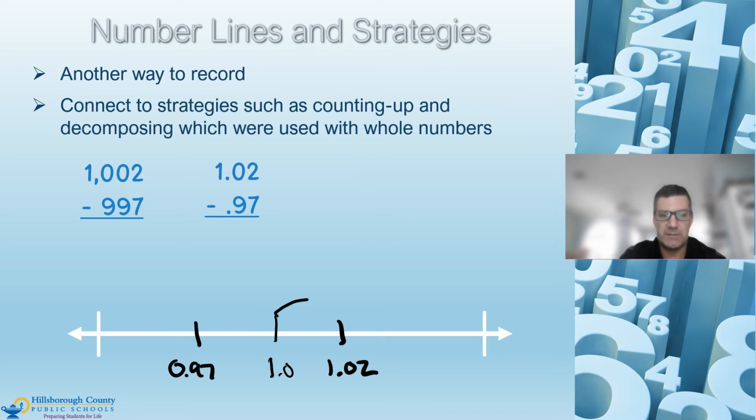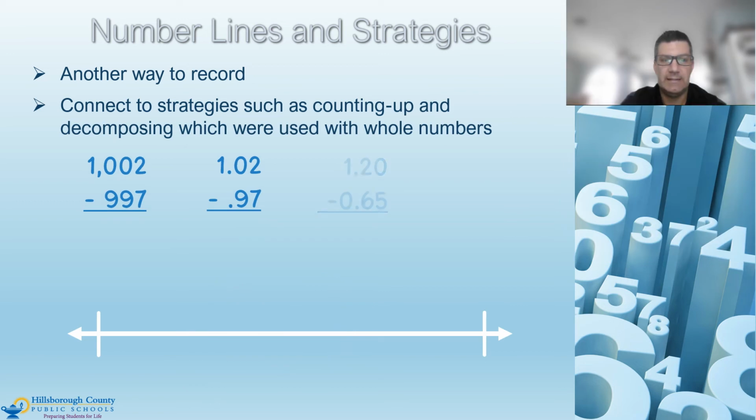Think of those same jumps. To get from 1 to 1 and 2 hundredths is just a jump of 2 hundredths. 97 hundredths to a whole, that's only 3 hundredths. So really, these are only 5 hundredths apart. I can use that same counting up strategy. And really, any numbers, I can use this counting up strategy.